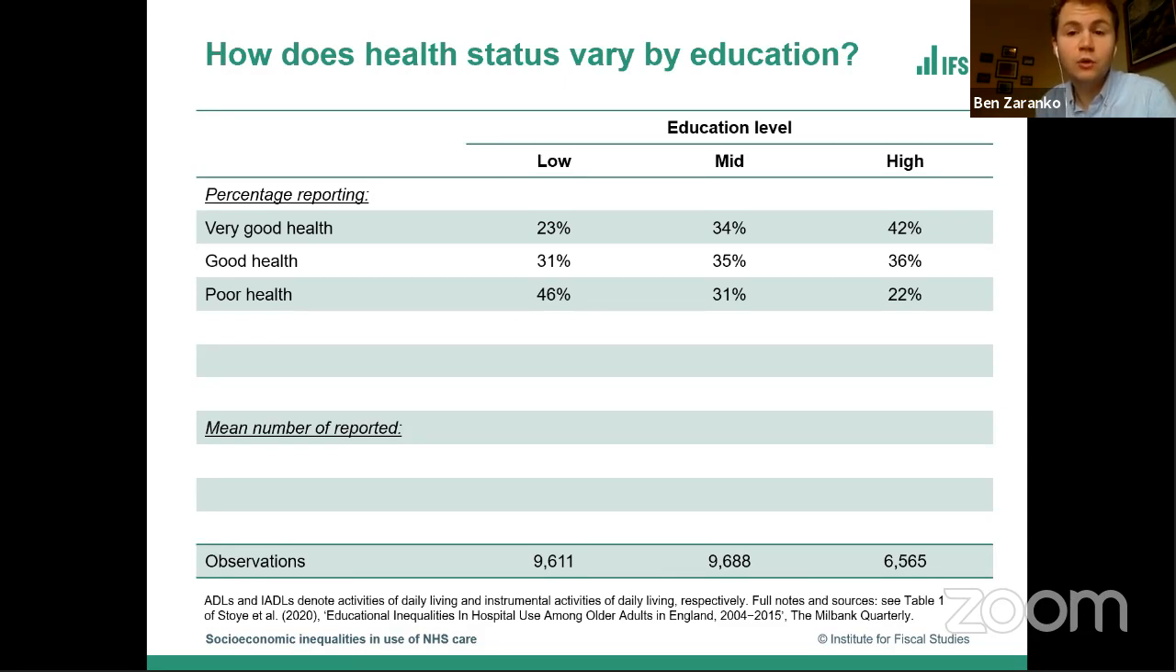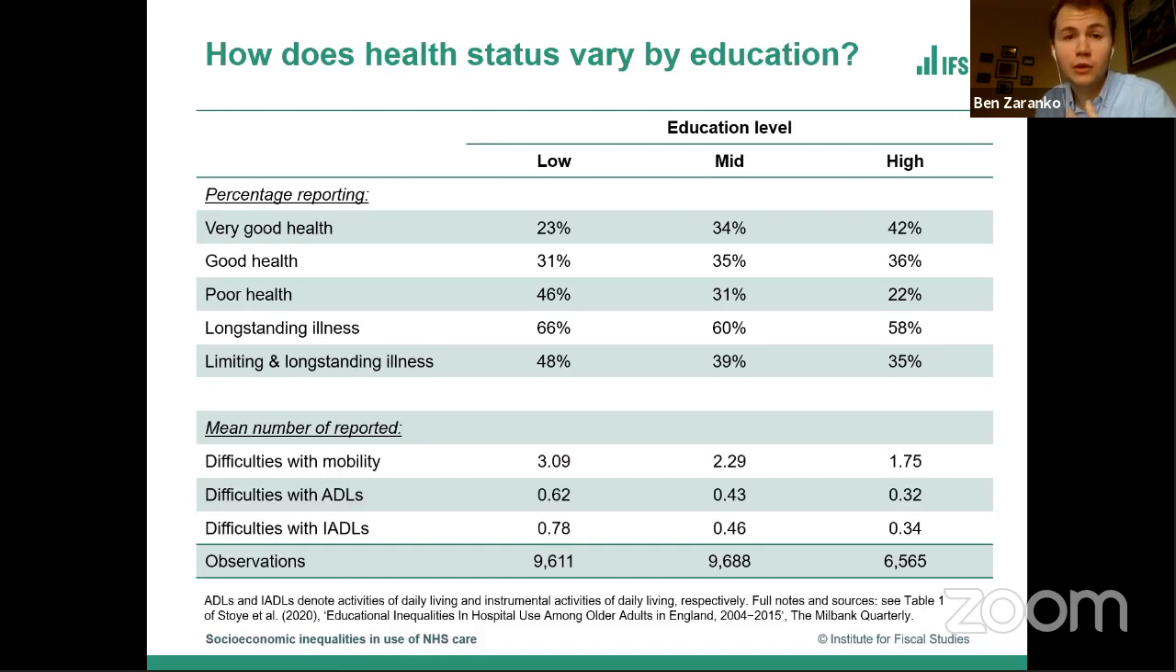You can see here that those in the highest education group, 42% report being in very good health versus just 23% in the lowest education group. And those with no formal qualifications in that lowest group are much more likely to report being in poor health. They're also much more likely to report having a long-standing illness or limiting long-standing illness than those with high levels of education. And those with low levels of education also report a greater number of difficulties with mobility and with activities of daily living. So what this paints is a picture of those in the lowest education group are on average in worse health and on average have greater need for healthcare.